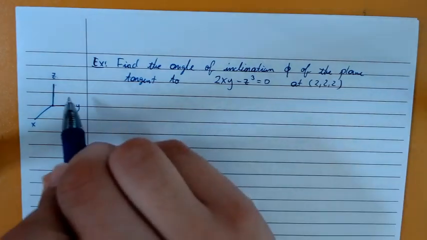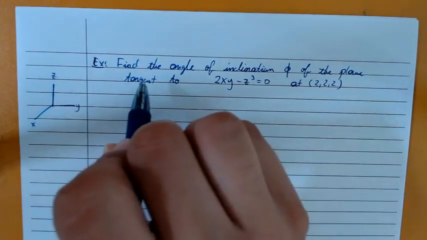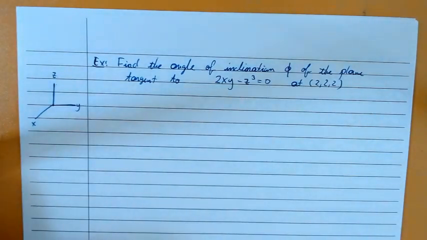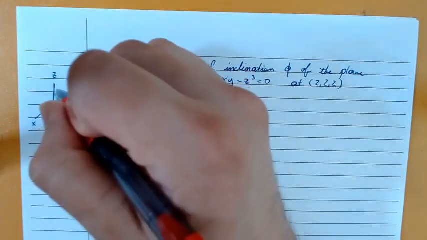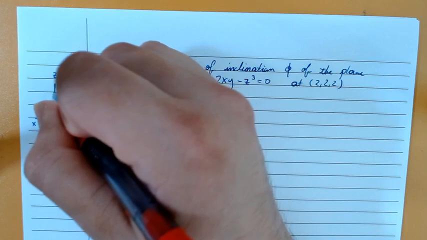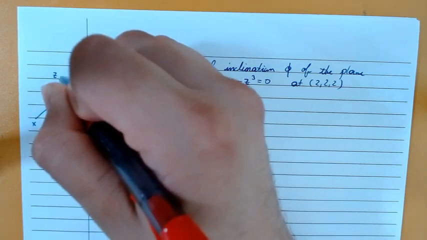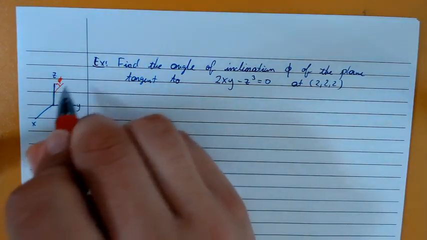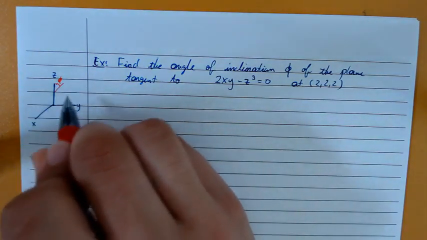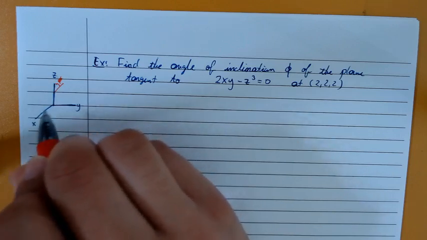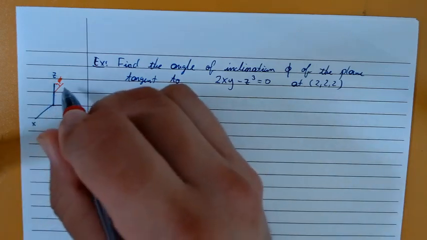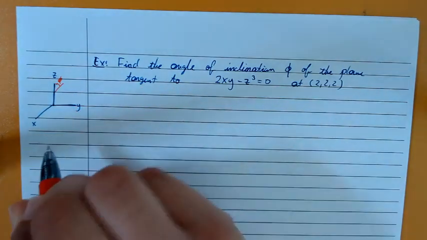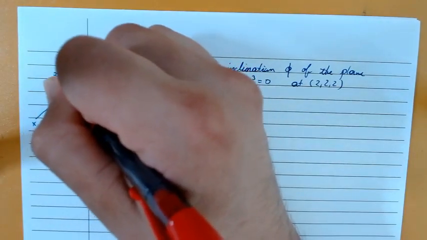Now the question remains, how do you do that for a plane? If I have a line, sure, I can find the angle between that line and the z-axis. But a plane is more than just one line. In fact, it's a lot of lines going in lots of different directions. Well, that's true. But there is a single line that describes the entire plane, and that's the line that's normal to the plane.